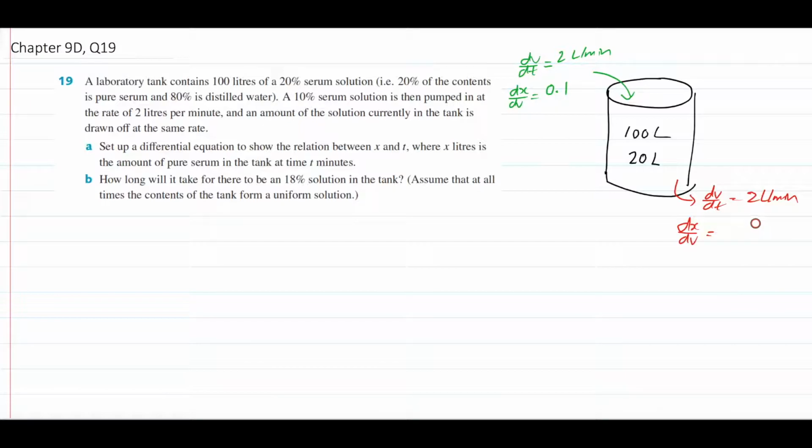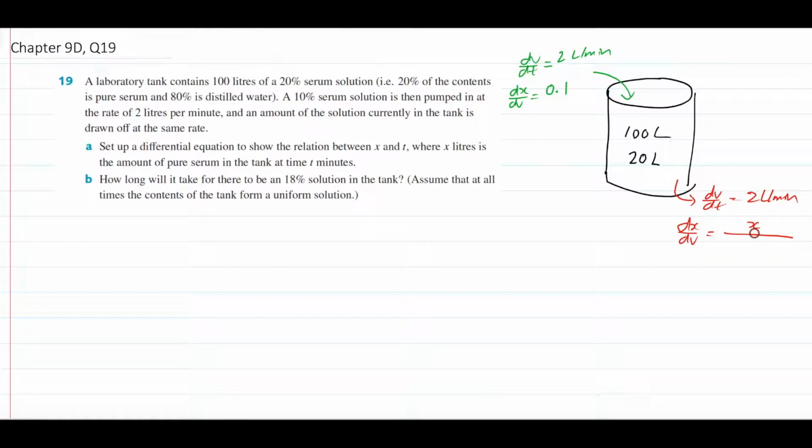But dx/dV is always, like we said, concentration over volume, right? Mass over volume, to get your concentration. So mass is always x at any time t. It's always x. It doesn't matter what it is. That's the definition of x, where x liters is the amount of pure serum. Yep. So that's pretty much the mass, technically, your mass.